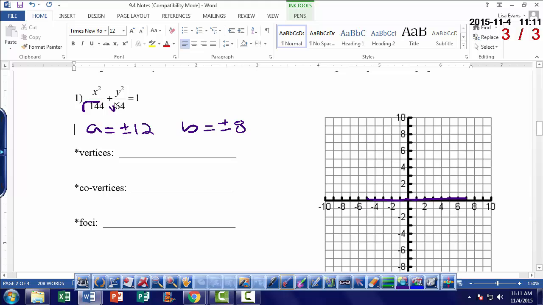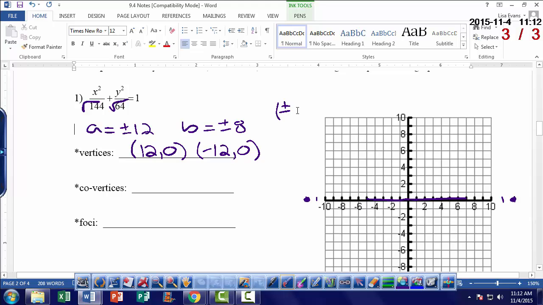Now, how do we write our vertices and co-vertices? Because it's horizontal, our points are going to be on the x-axis. So how would you label these points at positive and negative 12? This would be 11, this would be 12. How would you name these 2 points that I just marked on my graph? Well, you would name them as 12, comma 0 and negative 12, comma 0. I don't mind if you write it like this, or some people will write it as 1 point.